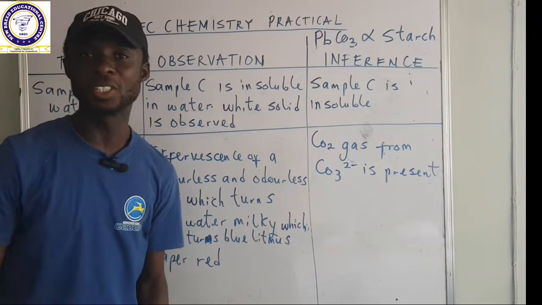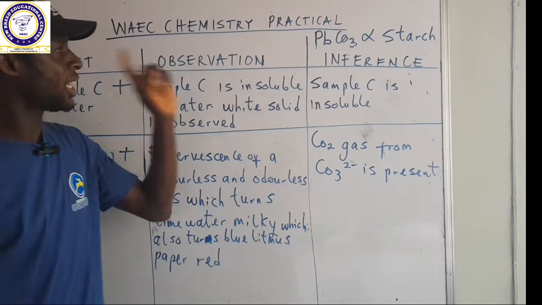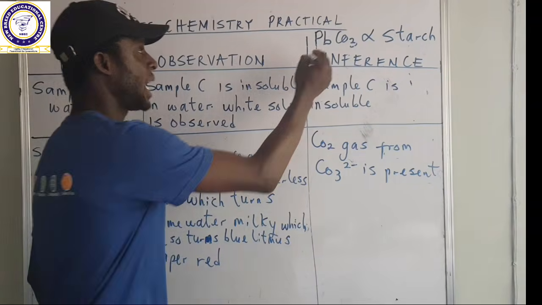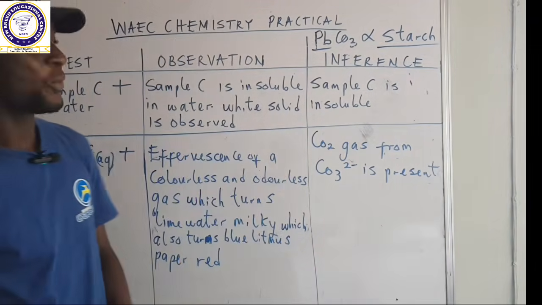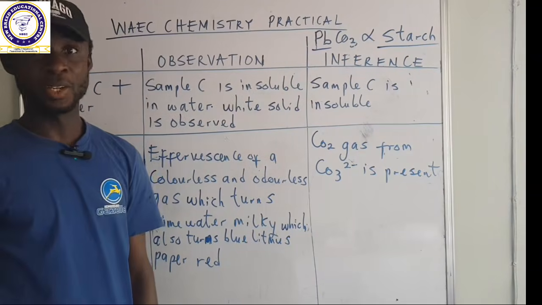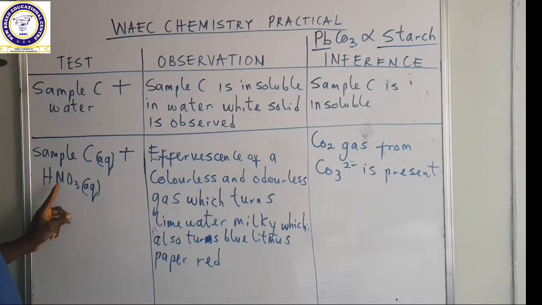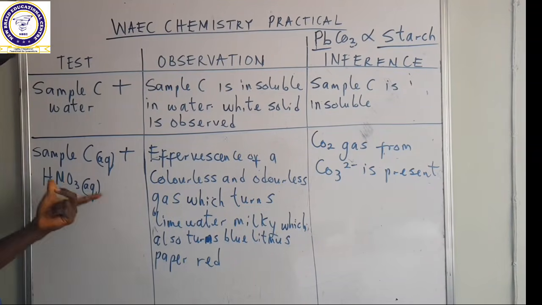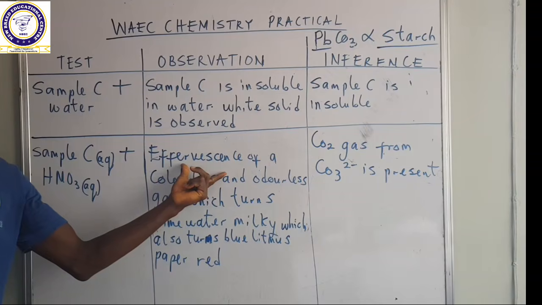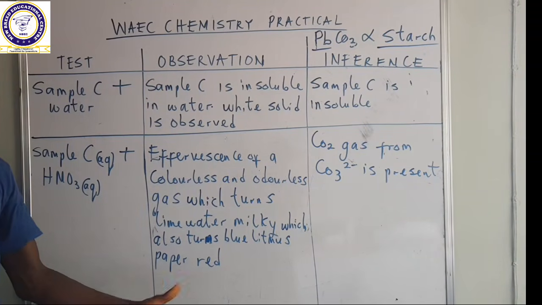And here we have tested for CO3 2-. So what is left for us to test for is the lead ion and starch. We have to test for the carbonate ion. So here, don't forget, they can ask you to add HNO3 or HCl. If you also add HCl, you still have the same observation here, because we are adding an acid. Are you getting me? We are adding an acid.